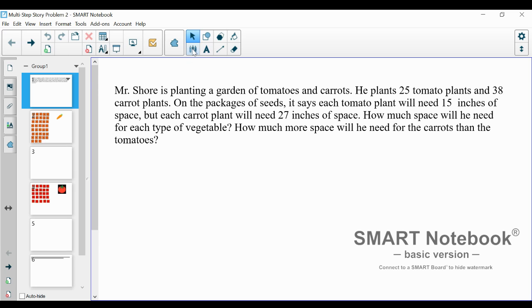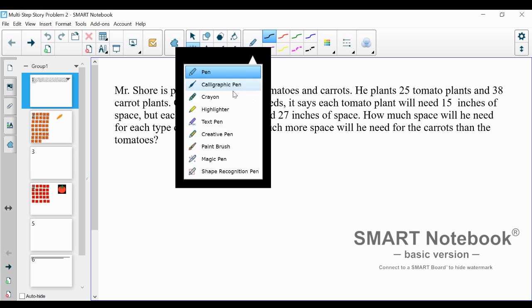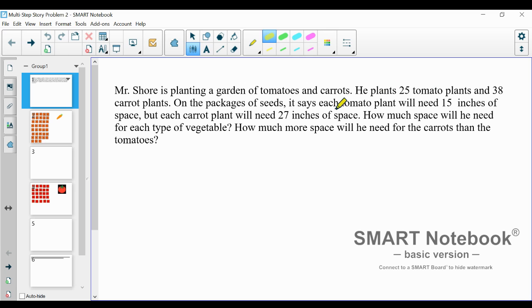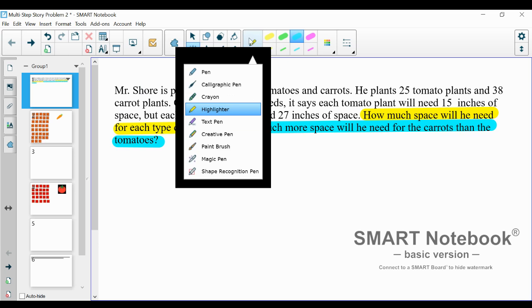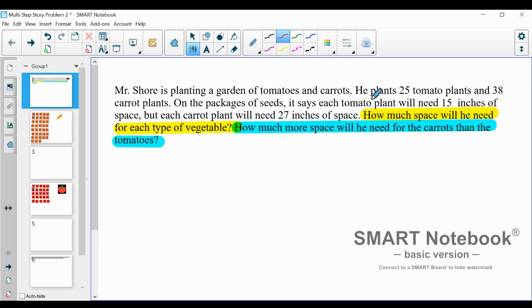So there's a couple different questions here. The first question is how much space will he need for each type of vegetable? And the second question is how much more space will he need for the carrots than the tomatoes? Okay. And then our values here: he has 25 tomato plants, and each tomato plant needs 15 inches of space. And he has 38 carrot plants, and each carrot plant needs 27 inches of space.